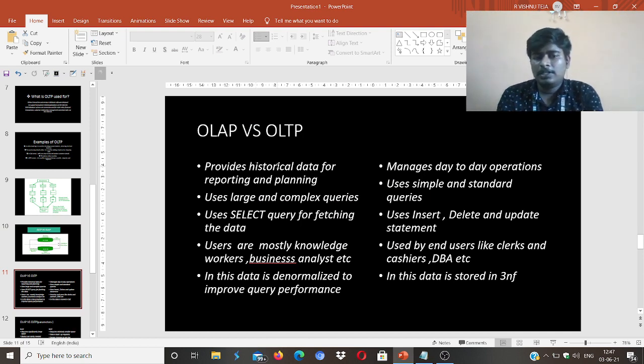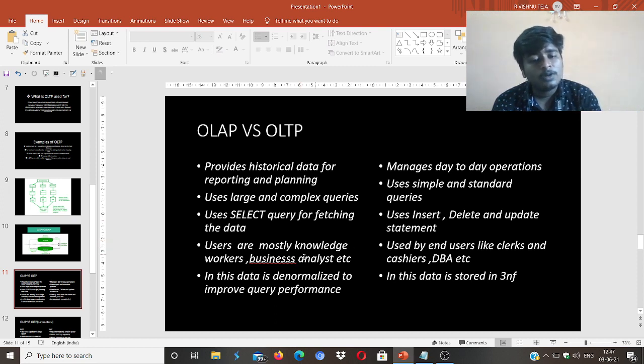OLAP versus OLTP. What is the difference between OLAP and OLTP, and what are its parameters? We want to know this. OLAP provides historical data for reporting and planning, whereas OLTP provides day-to-day operations. OLAP uses large and complex queries. OLTP uses small and simple queries. OLAP uses select queries for fetching the data. OLTP uses insert, delete, and update statements.